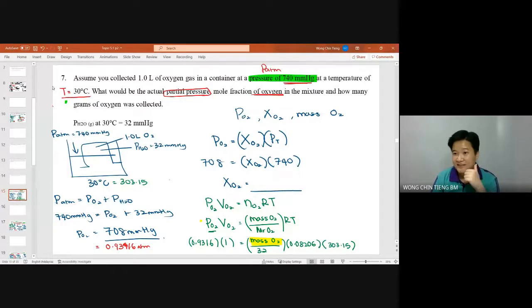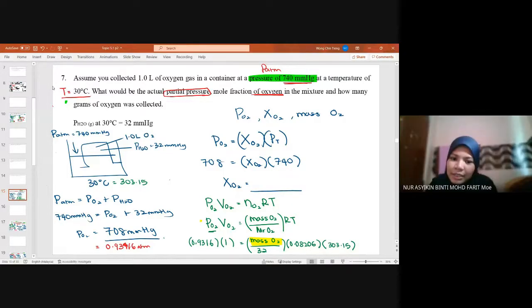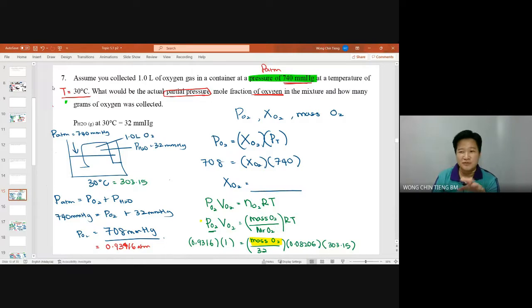Ni yang senang. Cuba fikir ada cara lain tak? Kalau pakai cara lain, saya number of mole darab molar mass O2. Oh. Cara sama lah tu. Still guna ideal gas equation.